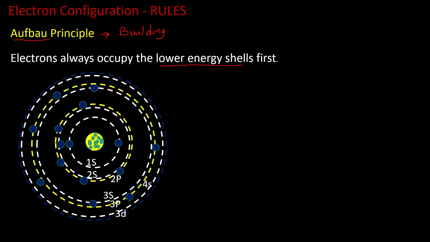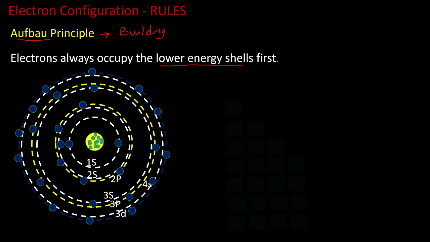Now you might ask, why does 4s get filled before 3d? It is because 4s and 3d have very similar energy levels, and 4s has slightly lower energy when compared to 3d. So after 3p gets filled, it is 4s that gets filled, and after 4s gets filled, it is the 3d. So 4s is filled with 2 electrons, and later 3d is filled with 10 electrons. That way you see that electrons always occupy the lower energy shells first.